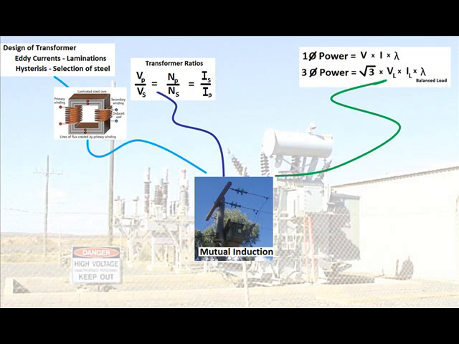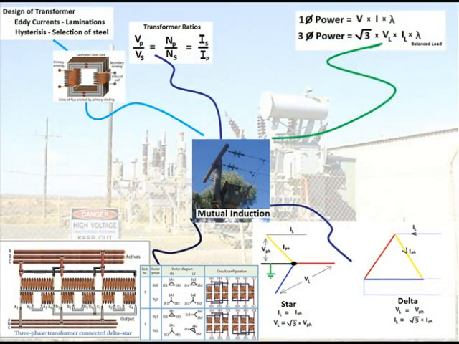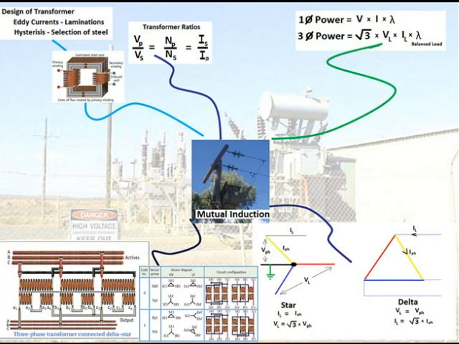We need to be aware of our power formulas, of course. Here we have the single-phase power, the voltage times the current times the power factor. With three-phase power, we're dealing with √3 times the line voltage times the line current times the power factor. The two basic configuration types we can see here are the star connection or the delta connection, and we'll see how they're connected later in the video.